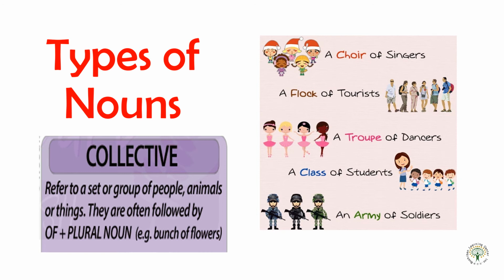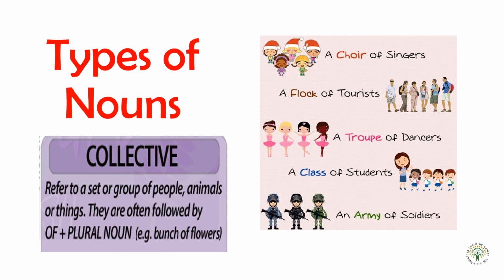We usually write these collective nouns with the plural nouns of the group they are named after. For example, a choir of singers, a flock of tourists, a class of students, an army of soldiers, and so on. But it is also acceptable that we simply use the collective noun in a sentence. For example, a choir is presenting. An army is training. A class will have its field trip next week.